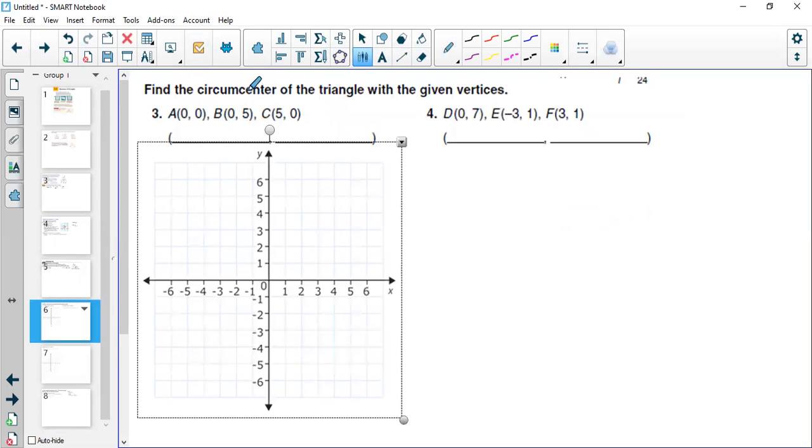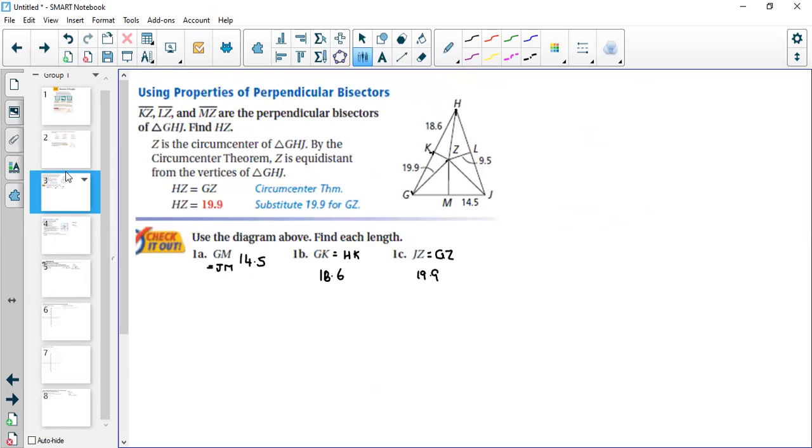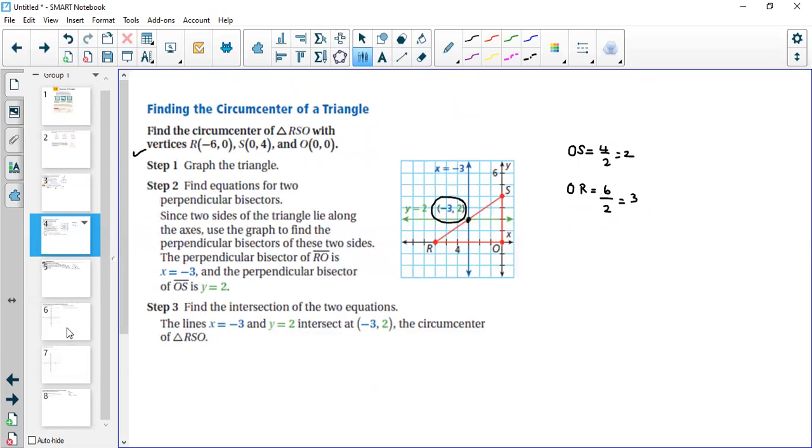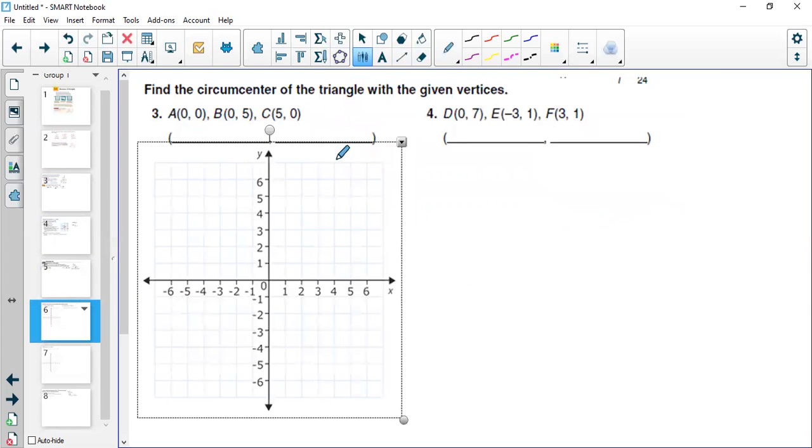The next question is: find the circumcenter of the triangle with the given vertices. Now, as I did explain in slide number 4, you just need to follow some steps. The first step is always to graph the triangle. So first let's graph the triangle.